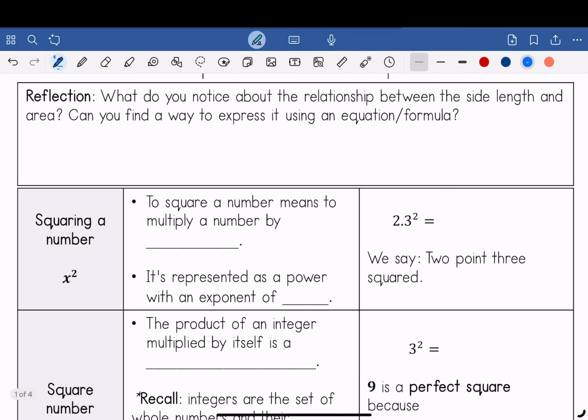So we notice that the side length times the side length equals the area. And if I were to use a formula, it would be side times side, or side s to the power of 2 gives me the area.